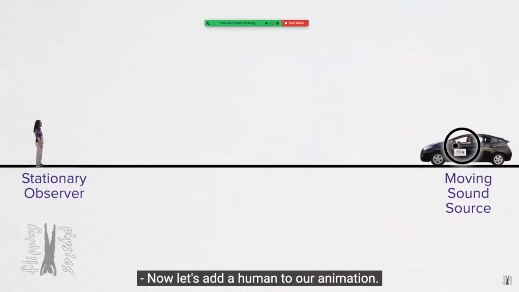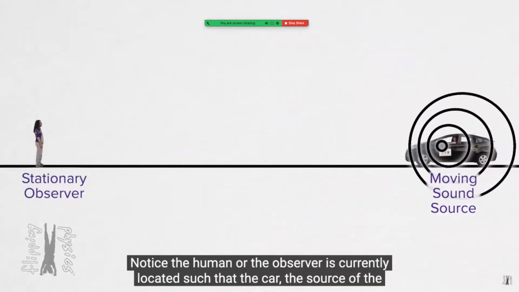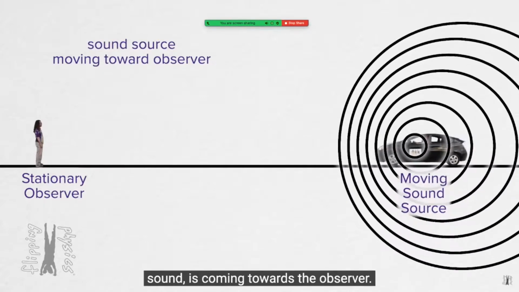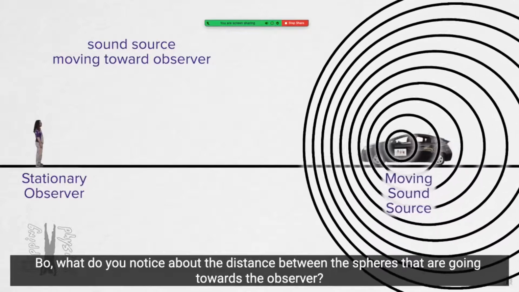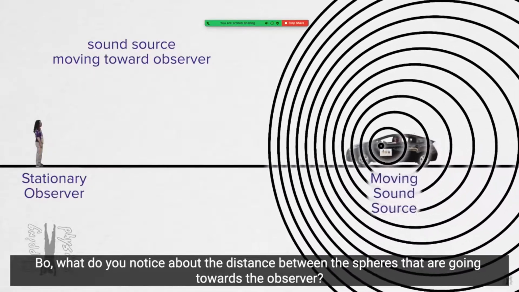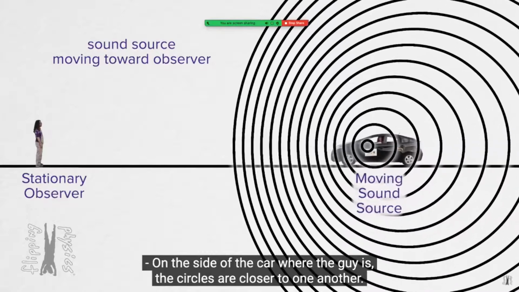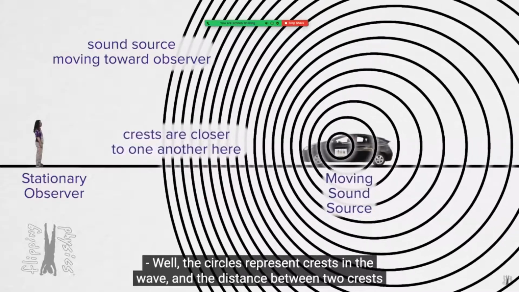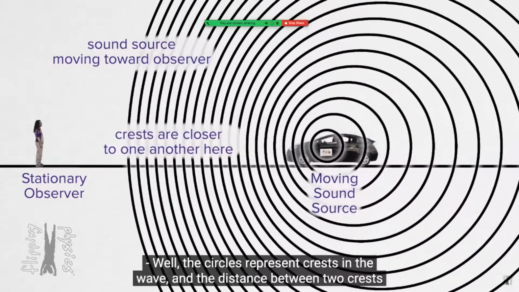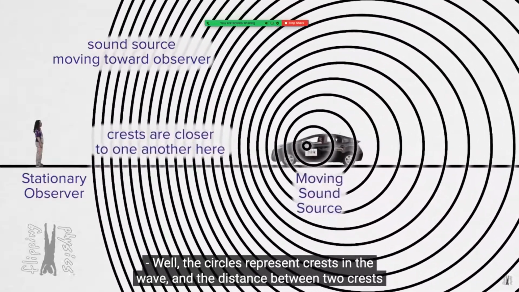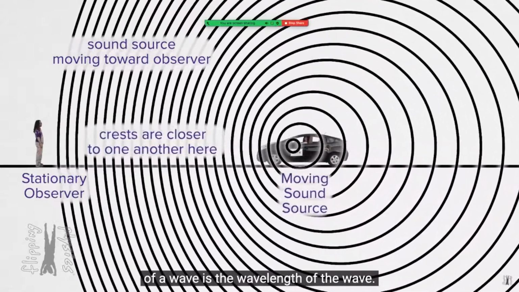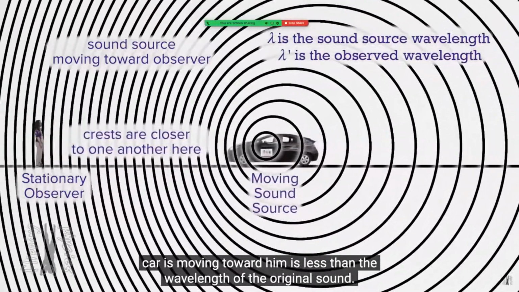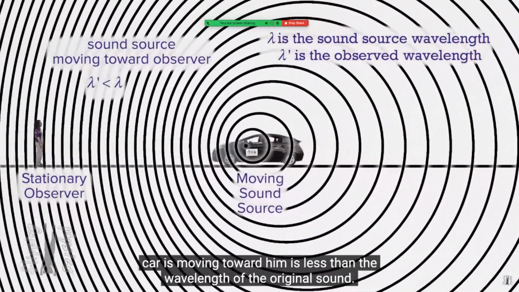Now let's add a human to our animation. Notice the human, or the observer, is currently located such that the car, the source of the sound, is coming towards the observer. Bo, what do you notice about the distance between the spheres that are going towards the observer? On the side of the car where the guy is, the circles are closer to one another. And what does that mean? Well, the circles represent crests in the wave, and the distance between two crests of a wave is the wavelength of the wave. I guess that means that the wavelength of the sound wave which the guy hears when the car is moving toward him is less than the wavelength of the original sound.